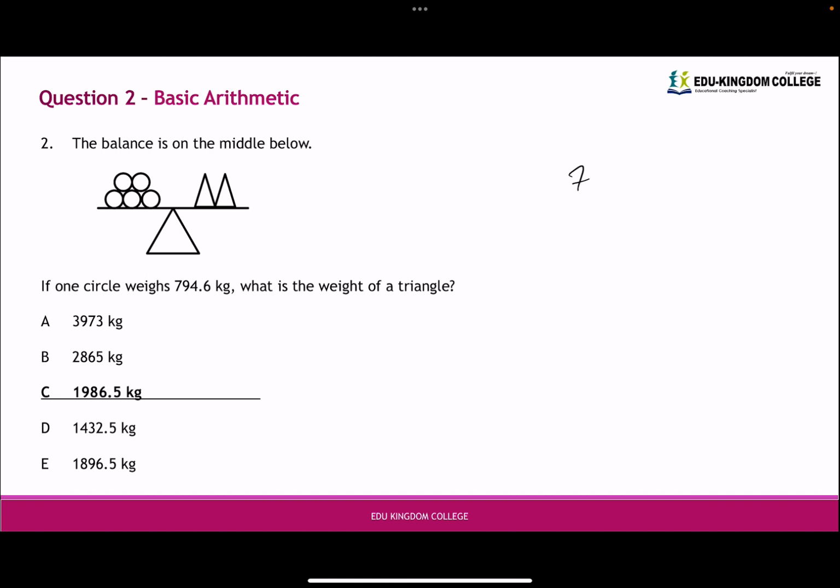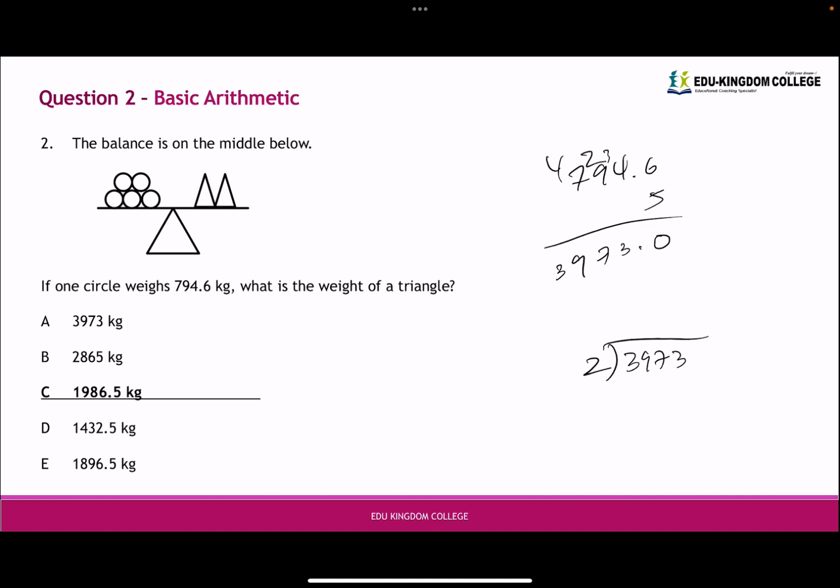Okay, so there's 5 circles, which are 794.6 kilograms. Now, to find out what all 5 circles weigh, we need to multiply them together. So 3, 23, 45, 47, and then 39. Now, altogether, the circles weigh 3,973 kilograms, but we have two triangles balancing it out.